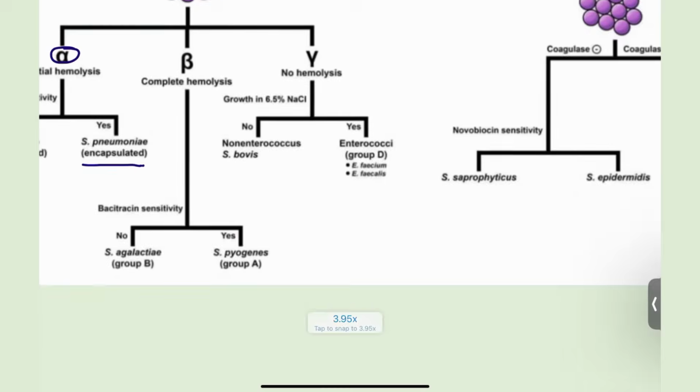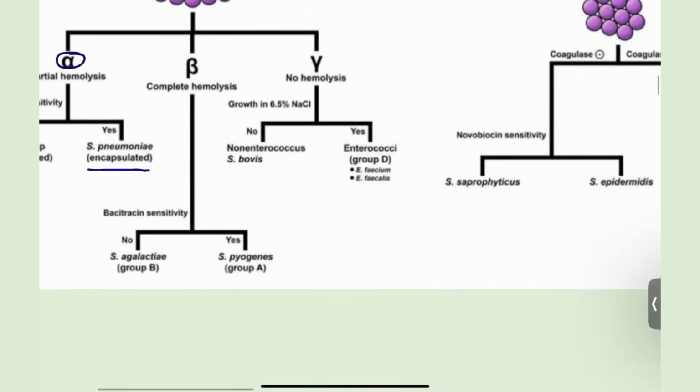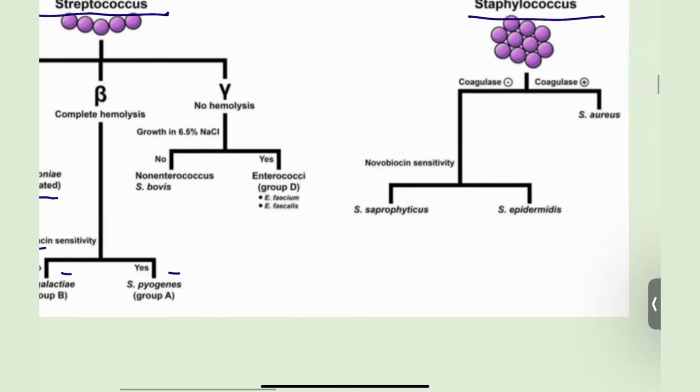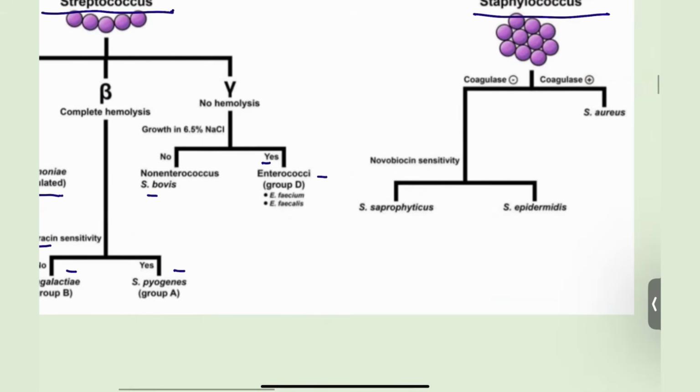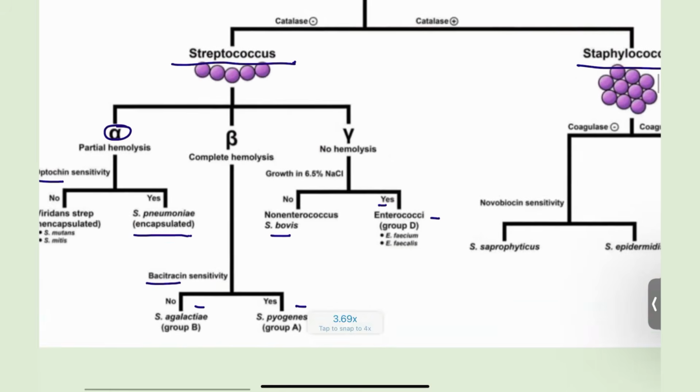Next, beta hemolysis is tested with B for beta and B for bacitracin. And bacitracin is positive for the Streptococcus pyogenes and negative for the Streptococcus agalactiae. Next, gamma hemolysis, we are going to only check with the NaCl 6.5%. And if it is positive, this is the enterococci. If it is negative, Streptococcus bovis. This is for the entire Streptococcus.